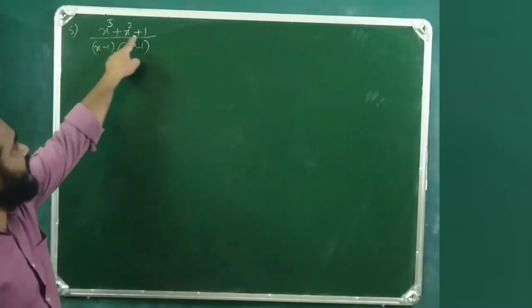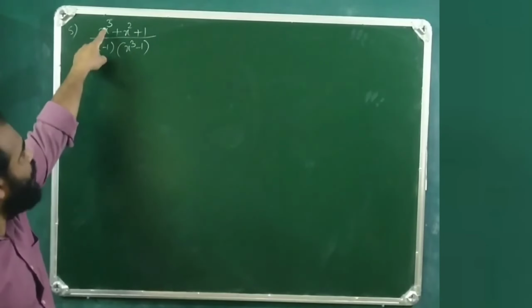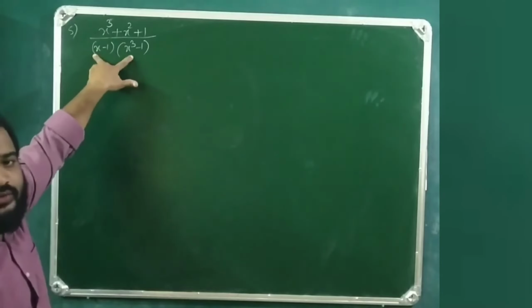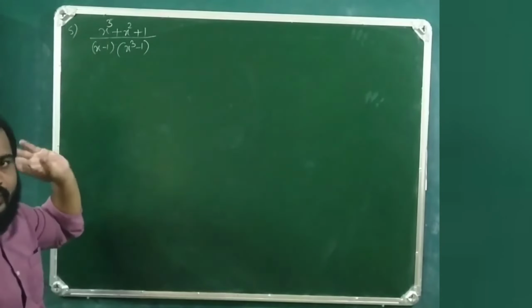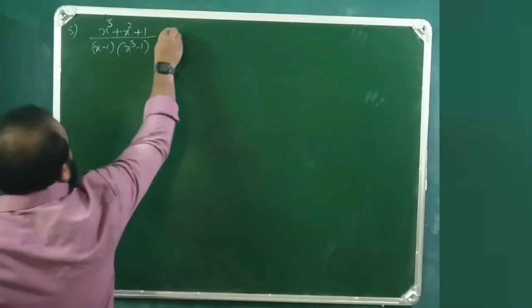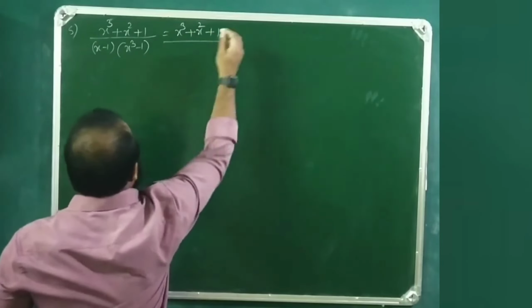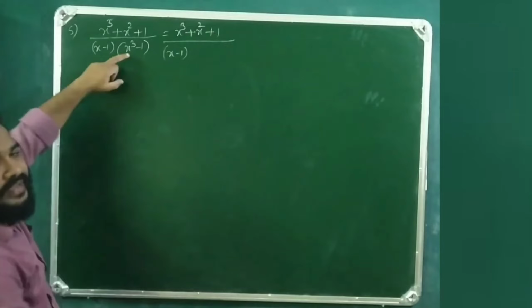Next: x cube plus x square plus 1 by (x minus 1) into (x cube minus 1). Degree of the numerator is 3. Degree of the denominator is x into x cube, x power 4, so degree is 4. 3 is less than 4, proper fraction. So now x cube plus x square plus 1 by (x minus 1) into (x cube minus 1).